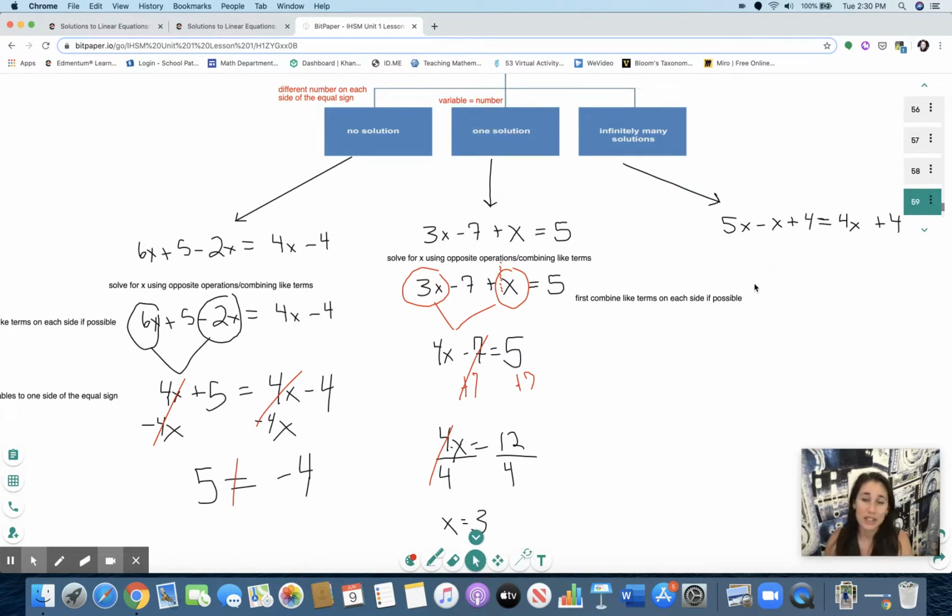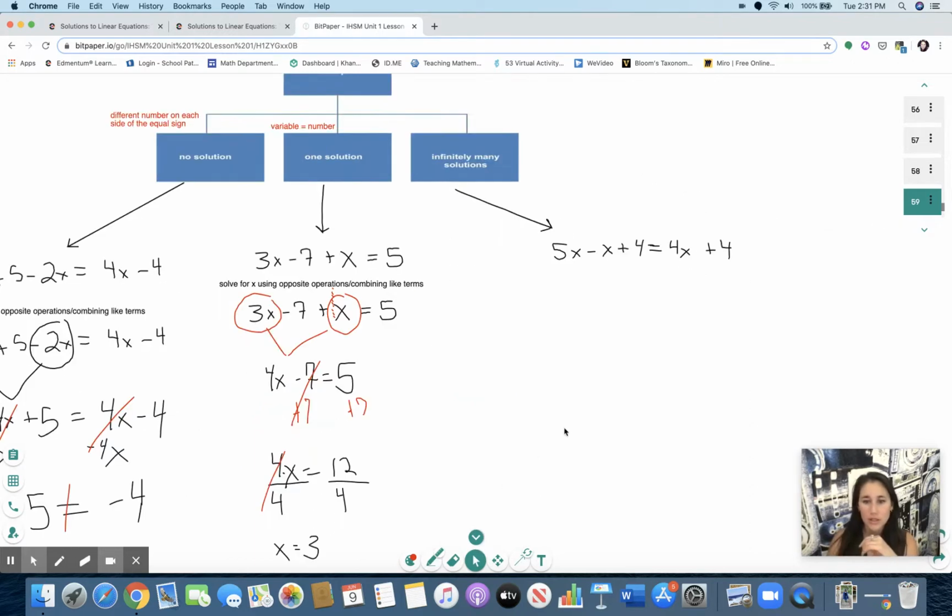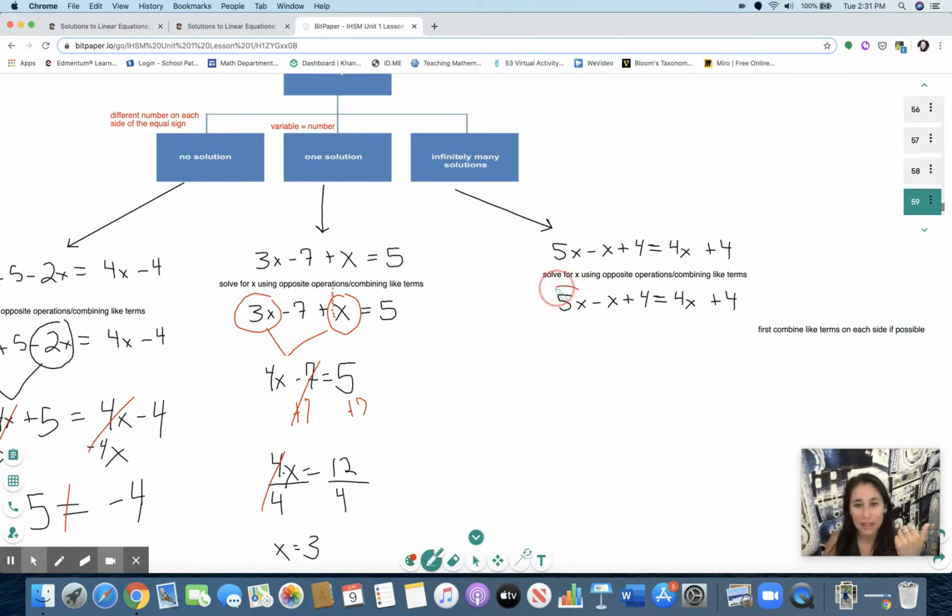Now let's move to infinitely many solutions. So when I do this one, same thing. I'm going to first combine like terms, or I guess we could use this one again. This is kind of like an all-inclusive solve for x using opposite operations. So we're going to combine like terms first. When I'm looking for my like terms, I'm looking for the x's or the variable, and then constants. But in all these cases, the constants weren't able to combine with anything.